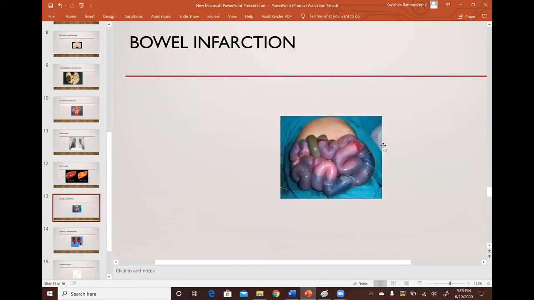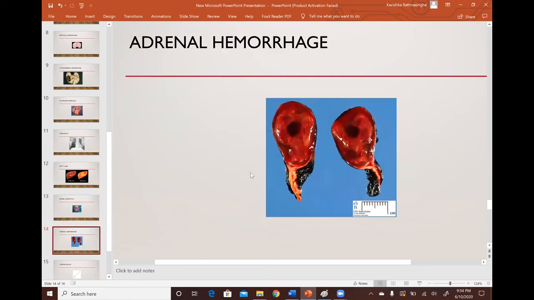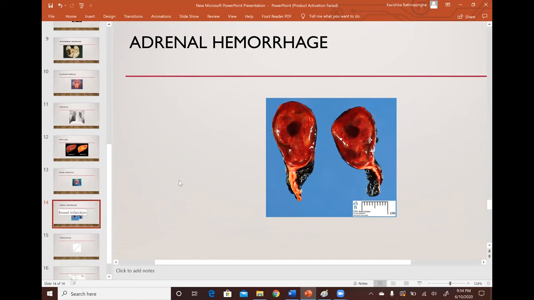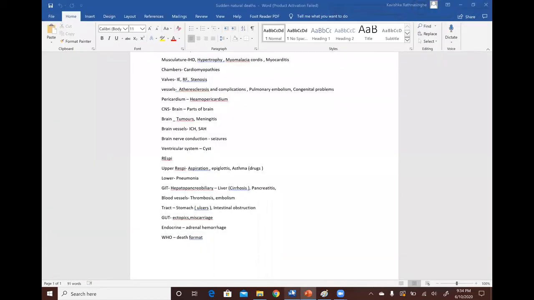And this is an example of a bowel infarction. As you can see, there is a dark area which indicates that there is reduced blood flow and there is cell death happening. And then this is an example of adrenal hemorrhage, which mainly can be due to infective endocarditis, where the vegetations can embolize and cause various infarctions in various areas of the body. It can even affect the mesentery as well. Okay, so yeah, that is adrenal hemorrhage.